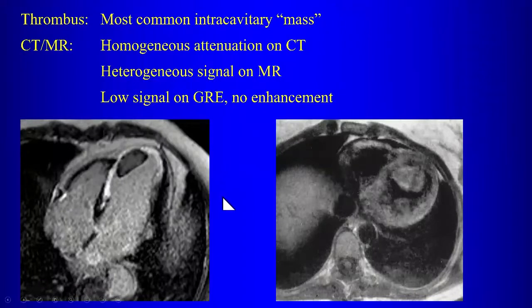So thrombus is the most common intracavitary mass. It can be homogeneous attenuation on CT, usually low attenuation if you give contrast. You might have heterogeneous signal on MR. Sometimes it can be very low signal on gradient echo imaging. There should be no enhancement, though. When you give contrast, there should not be enhancement of thrombus, and that's how you can differentiate thrombus from tumor.